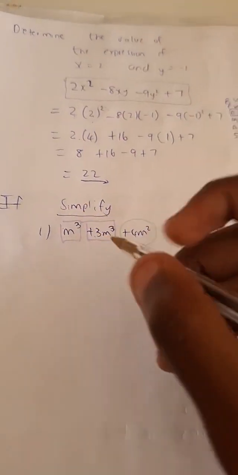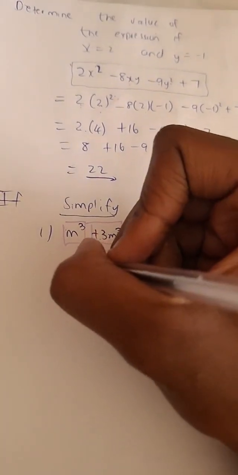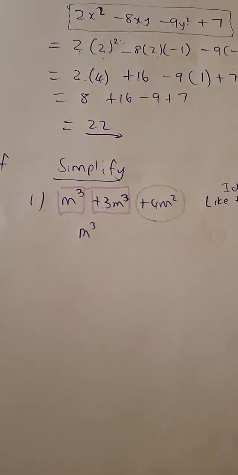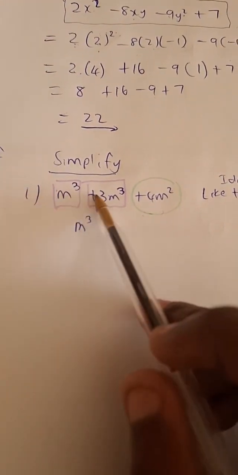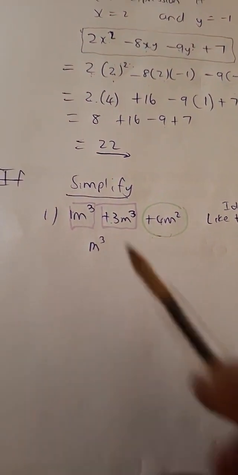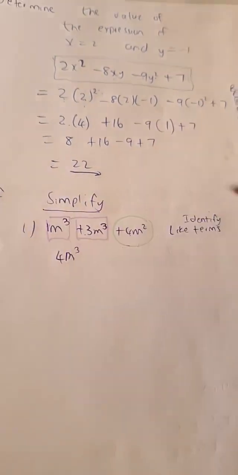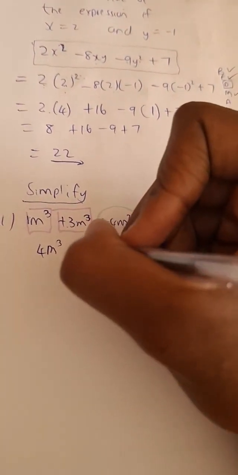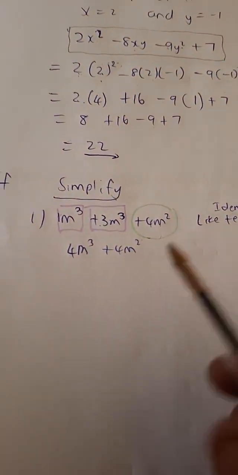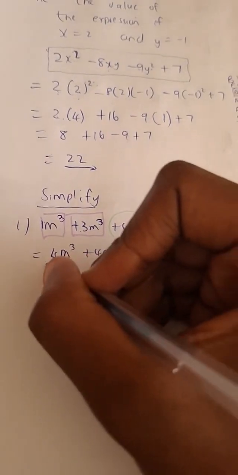So like terms can be added. What did I say when we add like terms? We keep the variable and its exponent, so m cubed for these two, and then we add the coefficients. What is the coefficient that we don't see here? It's 1. So what's 1 plus 3? It's 4. And then plus 4m squared. Is there anything more we can do here, guys?